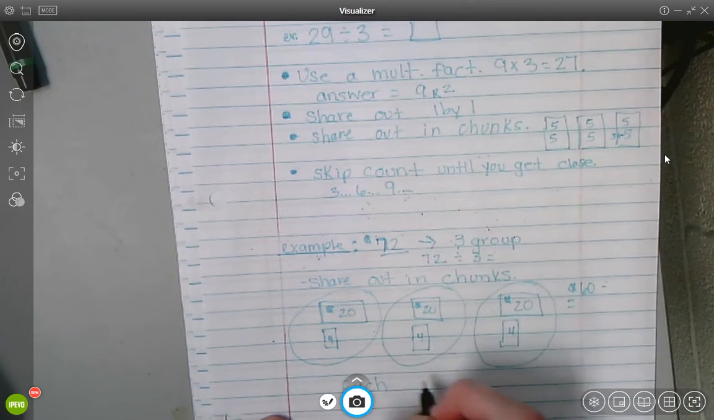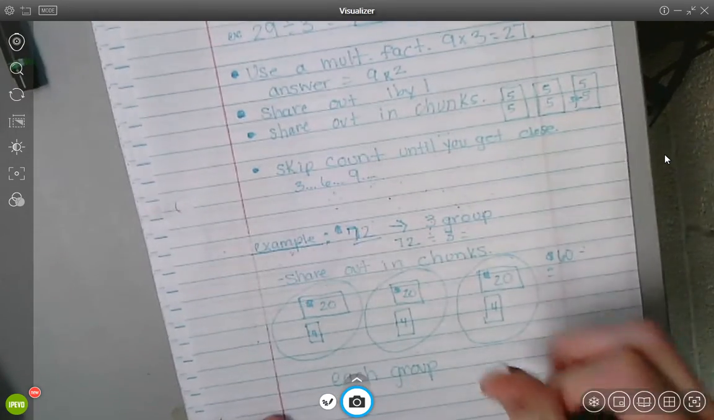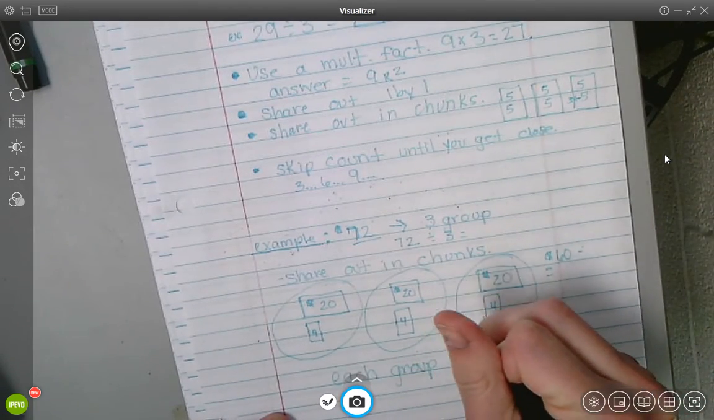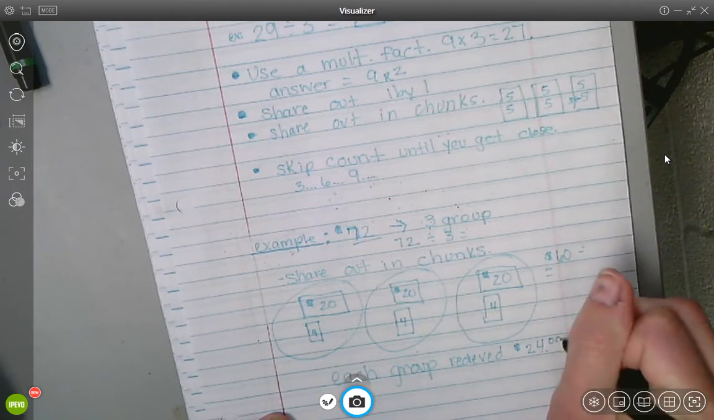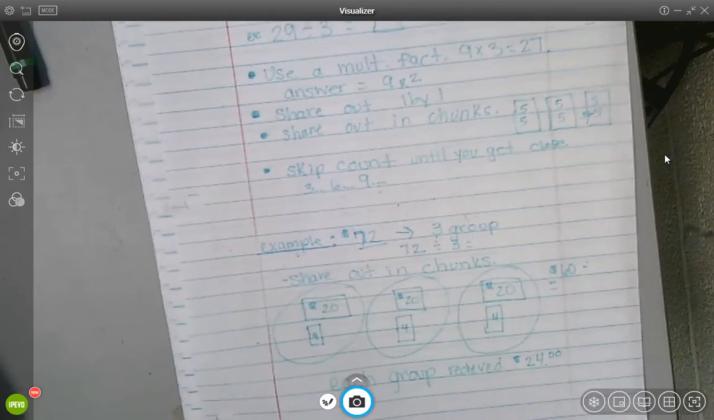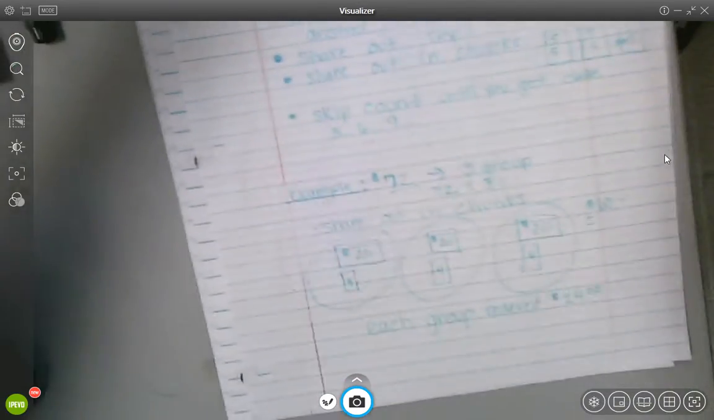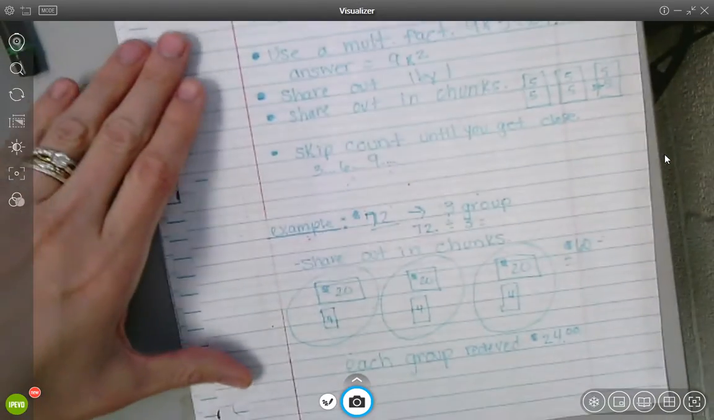So that means each group in each section here got $24. So I can write that down. Each group received $24.